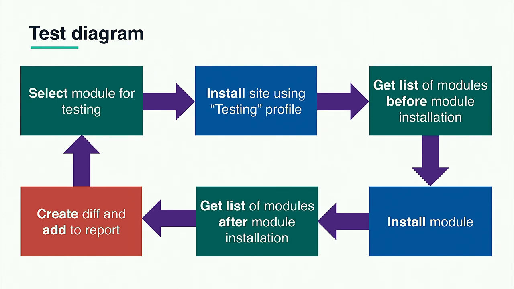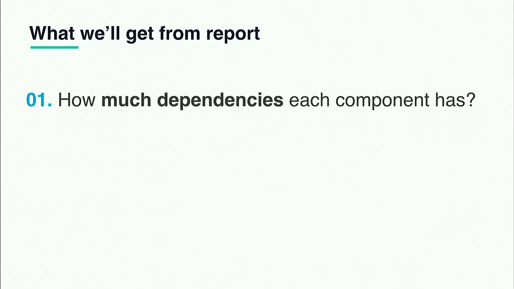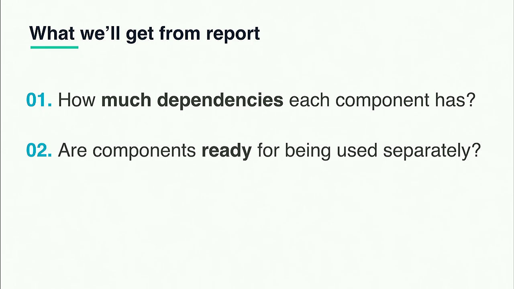You might be wondering, what the heck is this? Where will you use this data and these reports? It's really easy. First, we will see how many dependencies each component has. Let's say you've specified some dependencies in your info file, but eventually when you enable this module, it has many more modules that should be enabled. So with this report, we will identify unnecessary dependencies.